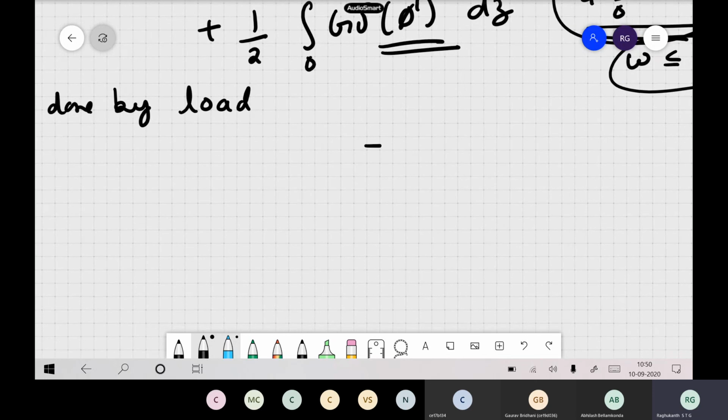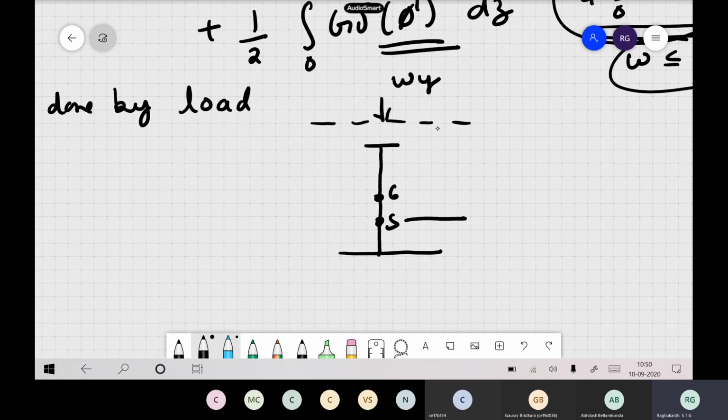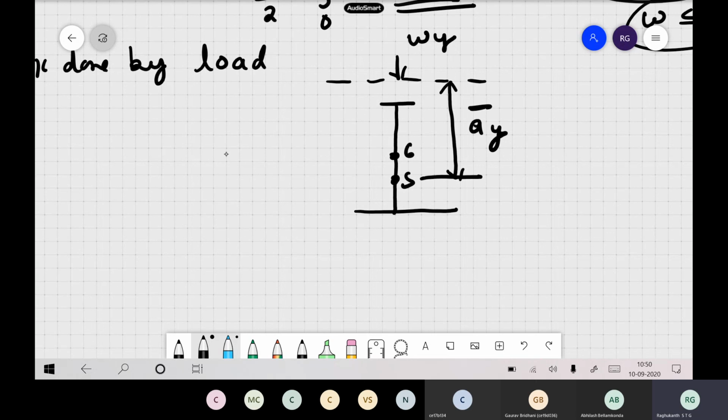Okay, so this is my section here. Let us say the load is applied somewhere above, not at the top flange. It is some W_y. Maybe there are beams above this, and some transfer is going to come like this. Let us say this is our shear center, this is our centroid, and the distance between them I call a_y. And the deformation has become this.